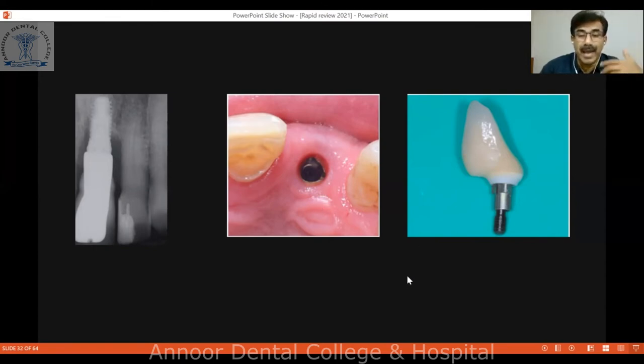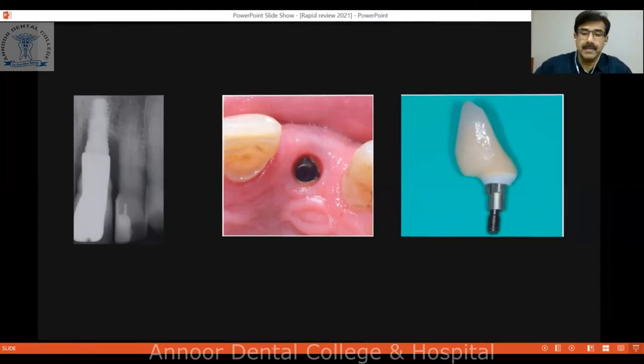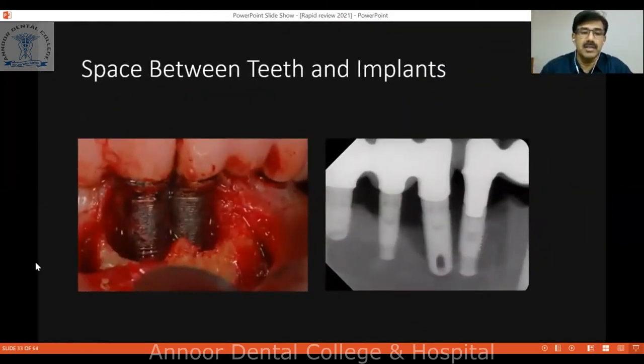So if you don't plan your prosthesis or plan your implant placement, in the end you may be able to place an implant, but definitely maintenance of that implant is difficult, and probably because of inflammation, you may have failures in relation to that implant. Now, the space is not maintained between these two implants. Look what has happened. A lot of bone loss has occurred.